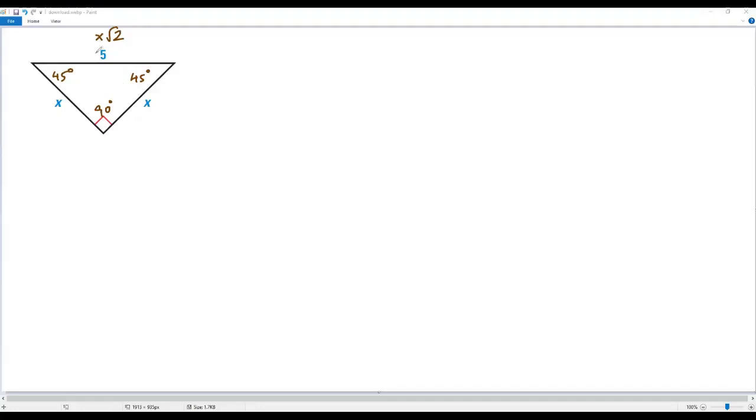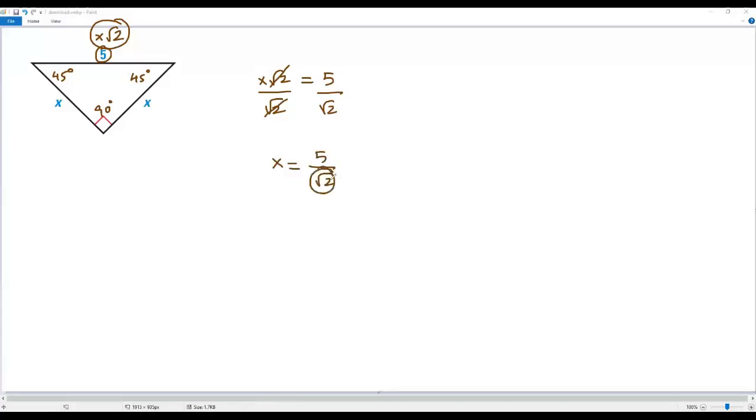But already we know the length of the hypotenuse, that is 5. So instead of x times square root of 2, we have 5. We can equate x times square root of 2 and 5 because both of them represent the length of the hypotenuse. Here we have to solve for x in this equation. For that, I divide both sides by square root of 2. The square root of 2 cancels out. I get x equals 5 over square root of 2.